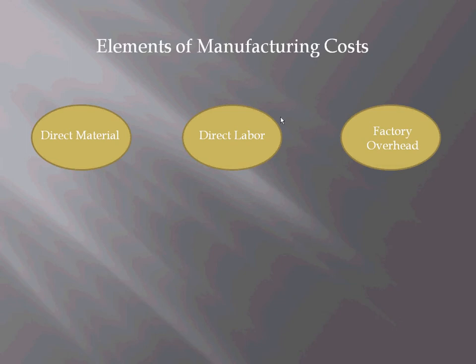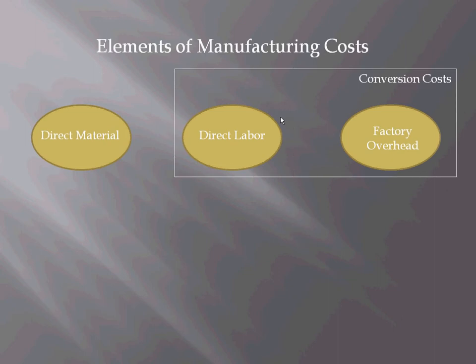Now, if you saw the first video series, you may remember this page here, the elements of manufacturing costs. Direct material, direct labor, and factory overhead. You may remember also I told you these are the prime costs, the direct material and the direct labor. But what we need to focus on in process costing is that there is going to be a difference between direct material and our conversion costs.